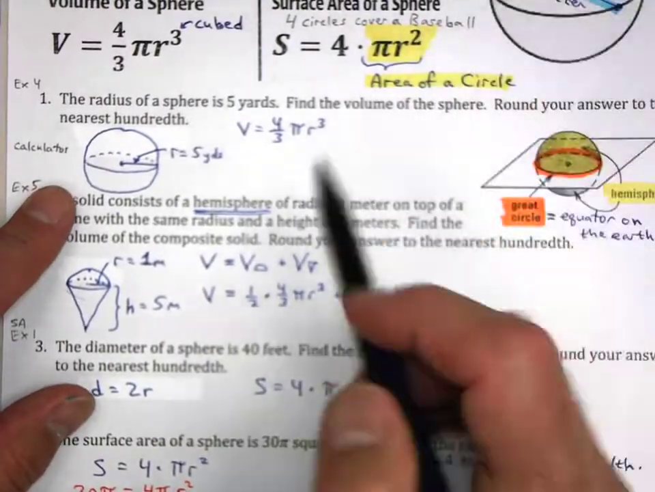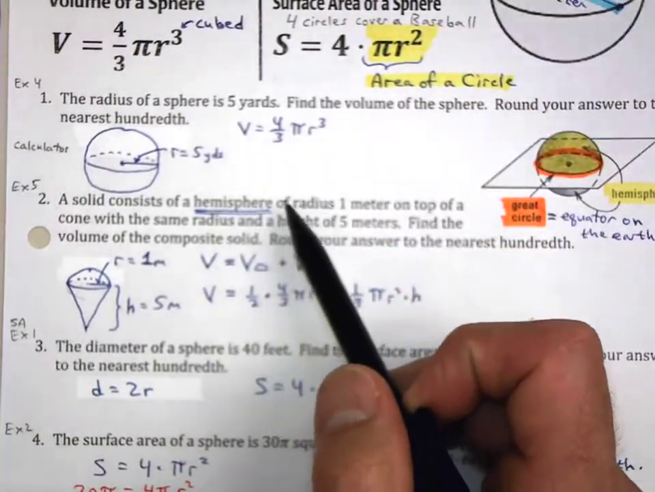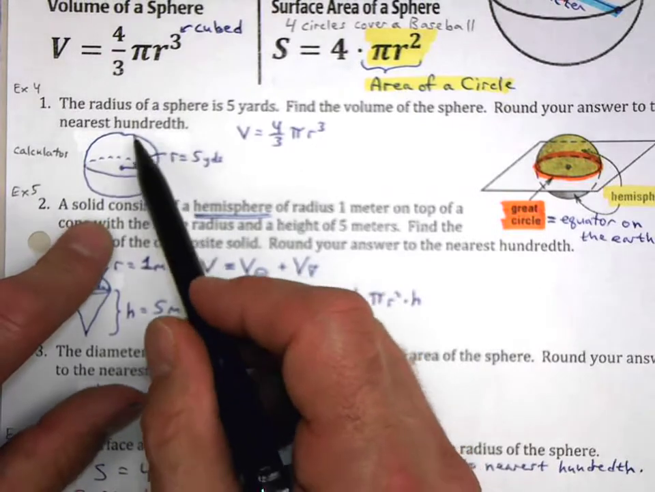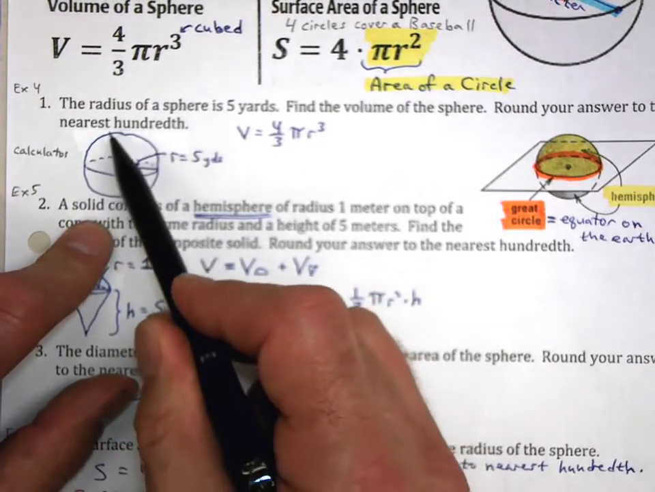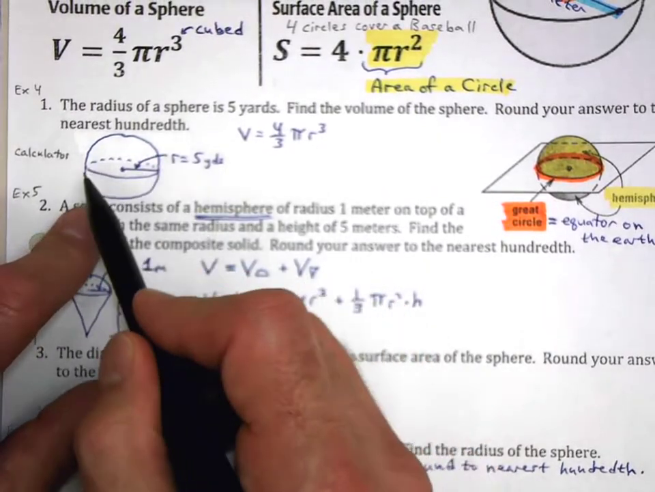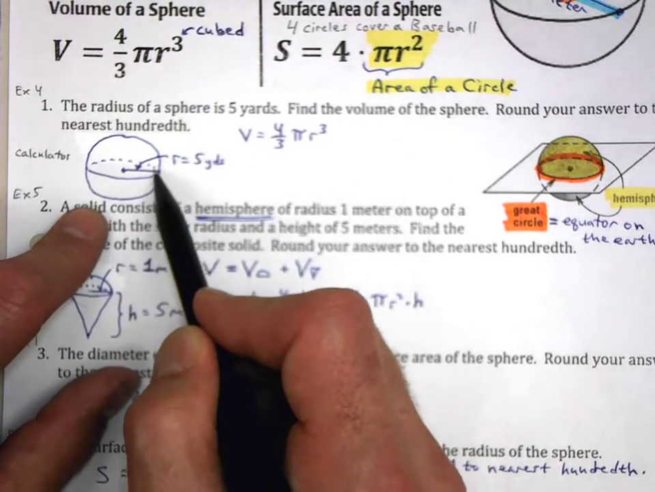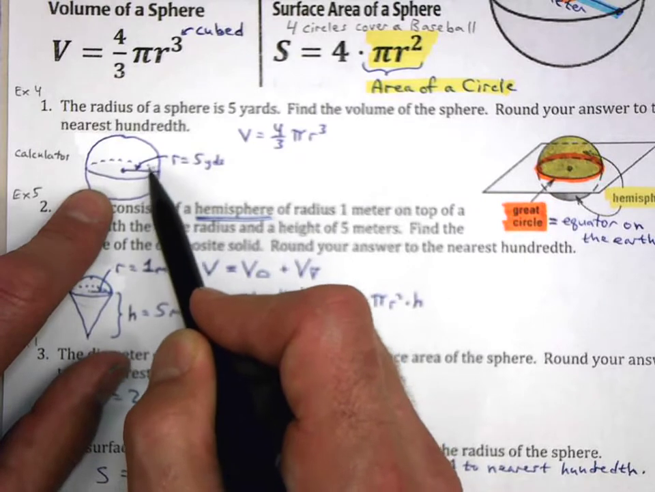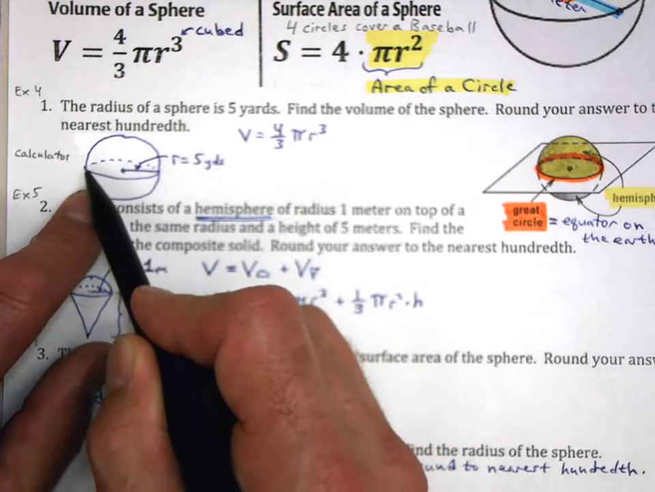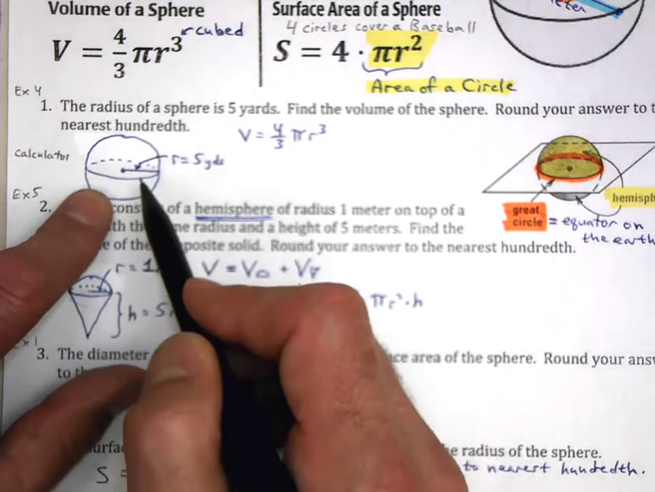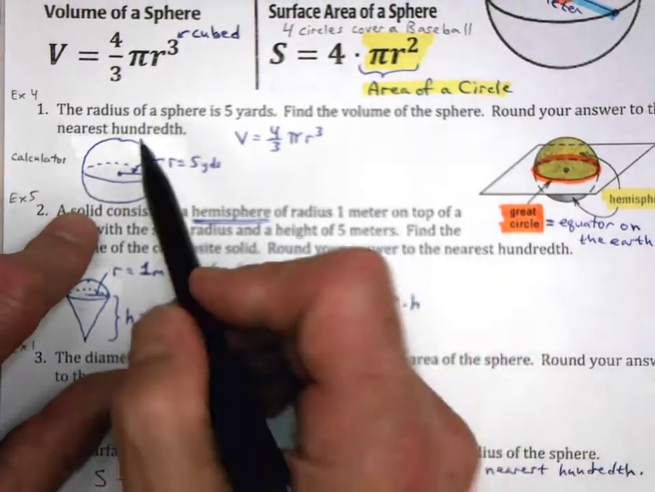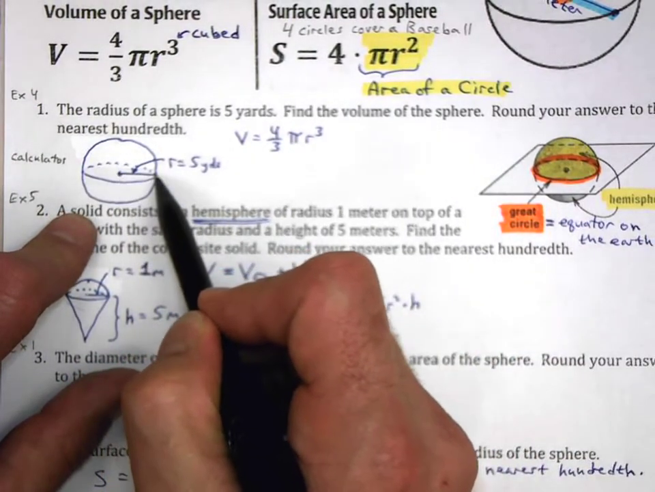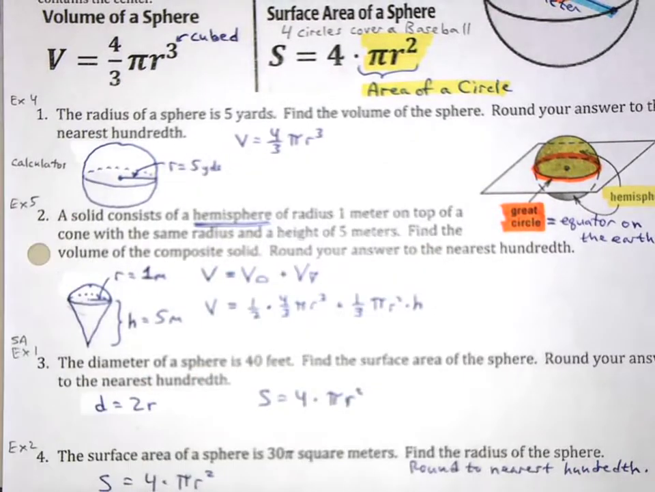Let's then have you do example number 1 here in your notes. So draw me a sphere. Do that by drawing a circle and then draw an oval in the middle of it. And in the front is a solid line. In the back, where it's kind of invisible, where you cannot see it, make that dashed or dotted line. Okay, and then draw your radius coming from the center out and identify that as 5 yards.